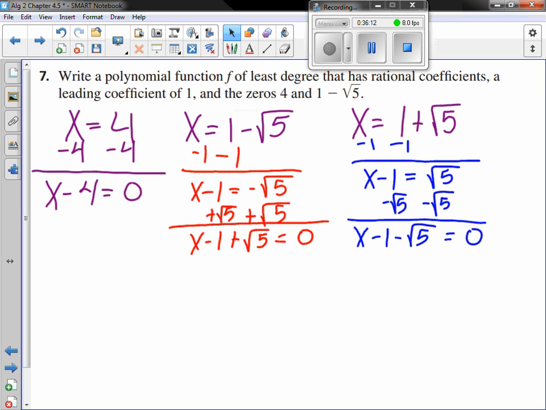Questions on this here? Okay. So now that we have all three of these here equal to 0, we're going to do what? We're going to multiply them together.